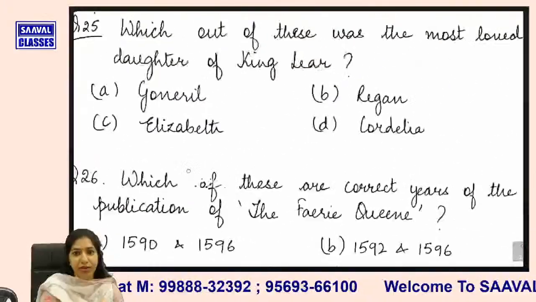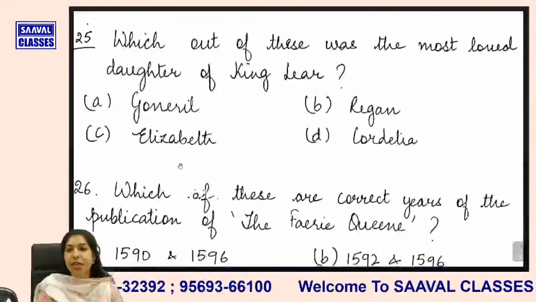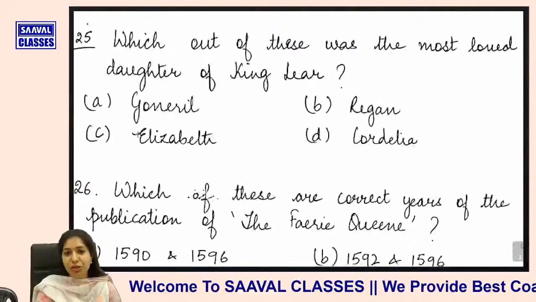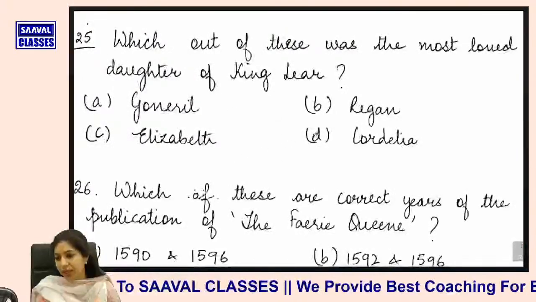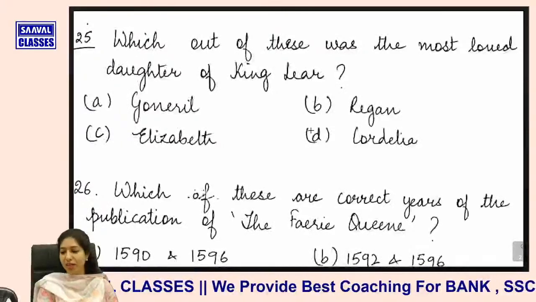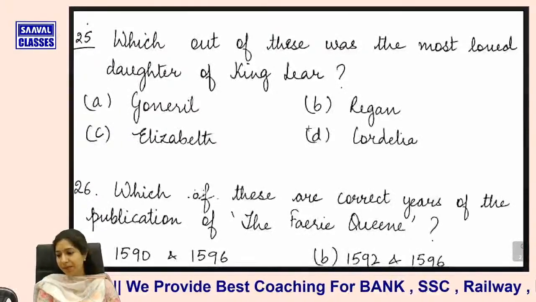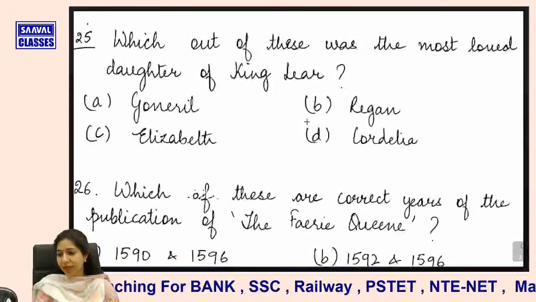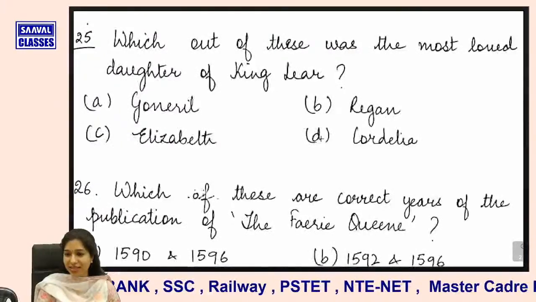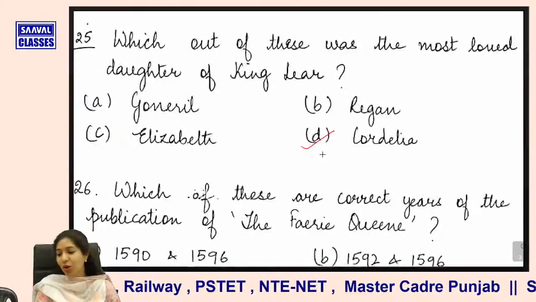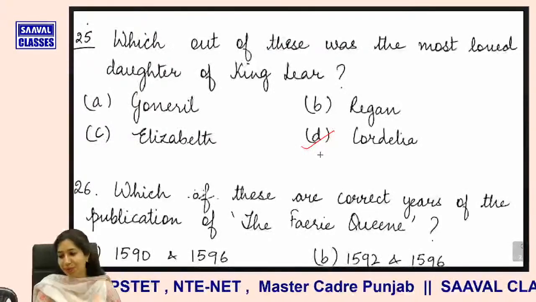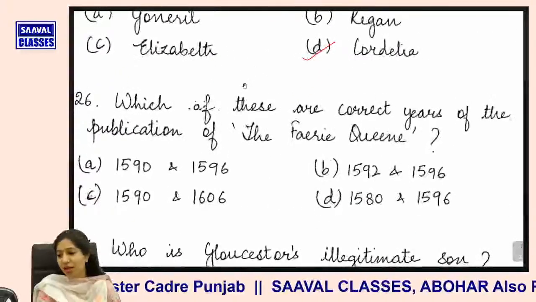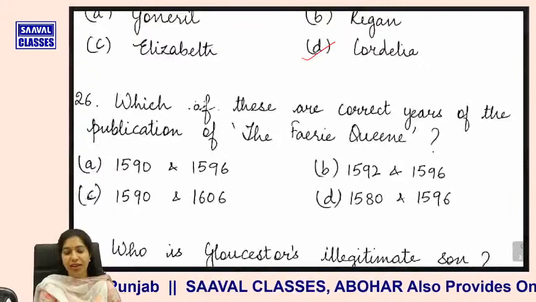Question number 25. Which of these was the most loved daughter of King Lear? A very easy question. Was it Goneril, Regan, Elizabeth, or Cordelia? Who was the most loved daughter of King Lear? King Lear had three daughters? Yes, very good. It is Cordelia. ठीक है, सबसे छोटी सबसे लाडली. Cordelia was the youngest and Cordelia was the beloved daughter of King Lear.